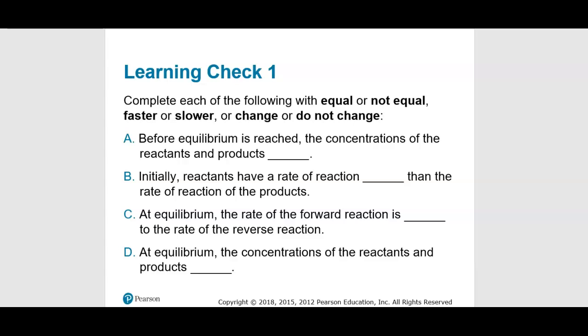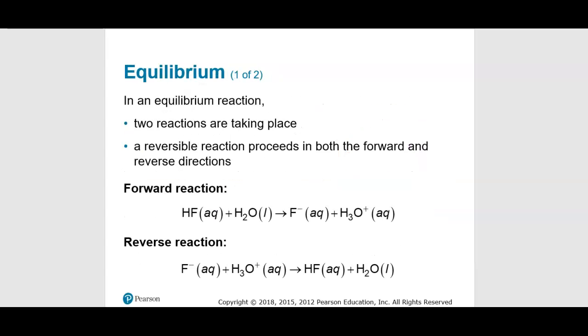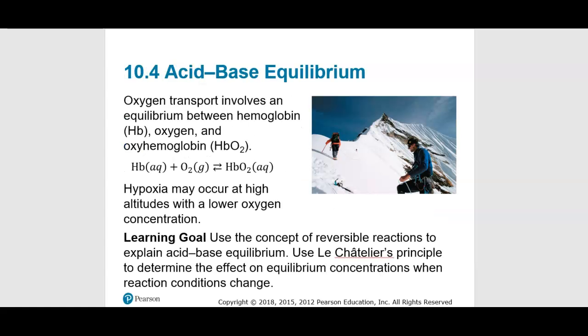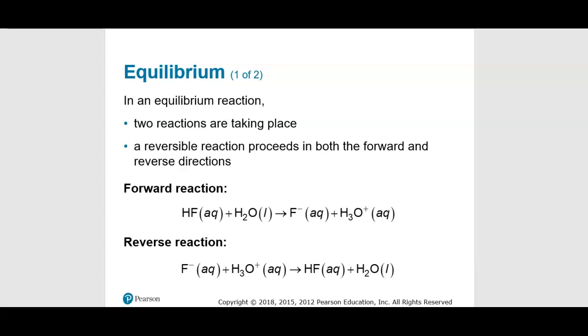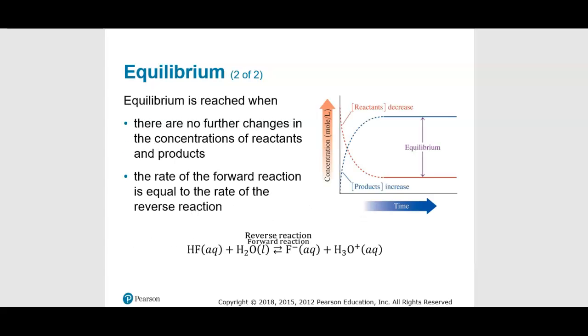We'll go through this, and I'm going to give you a little something extra. But let's go back. Look at this: equilibrium is reached when there are no further changes in the concentration of reactants and products, and the rate of the forward reaction is equal to the rate of the reverse reaction. You keep those in mind.